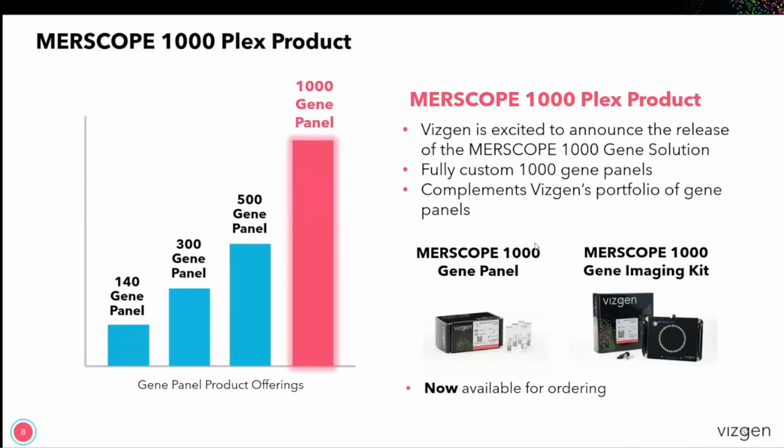This new 1000 gene panel will complement our current portfolio of gene panels, so we will continue to support 140, 300, and 500 gene panels. What this means is it just gives you flexibility in choosing the solution that works best for what you are trying to do. The two physical components of the solution include the Merscope 1000 gene panel, pictured here on the left, and the Merscope 1000 gene imaging kit, pictured there on the right. Both of these are now available for order.